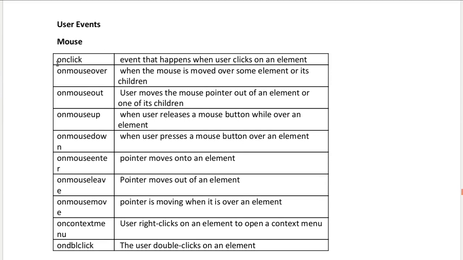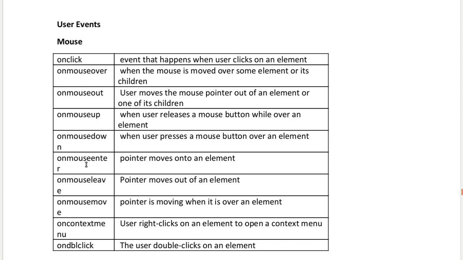User events. onclick is the event that happens when the user clicks on an element. onmouseover happens when the mouse is moved over an element or its children. onmouseout happens when the user moves the mouse pointer out of an element or one of its children. onmouseup happens when the user releases a mouse button while over an element. onmousedown happens when the user presses a mouse button over an element.